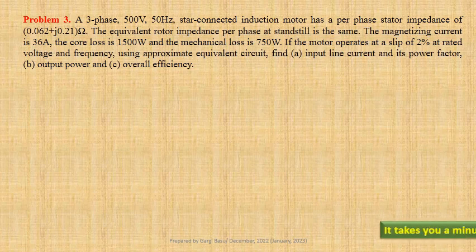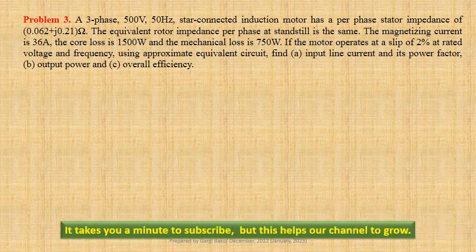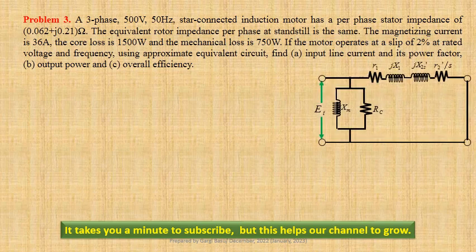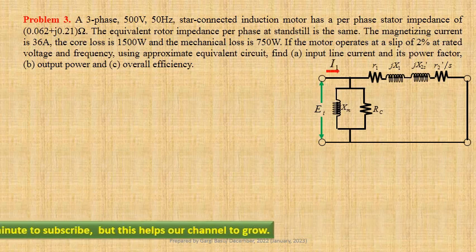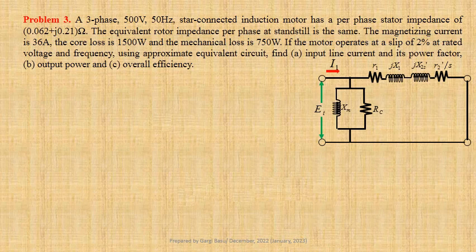If the motor operates at a slip of 2% at rated voltage and frequency using approximate equivalent circuit, we have to determine input line current and its power factor, output power and overall efficiency. Let us first write down the given data.